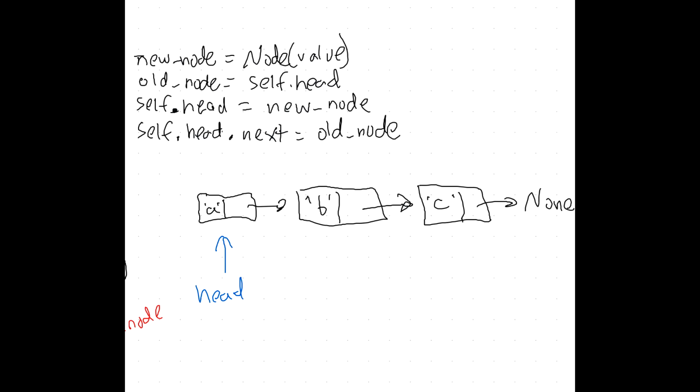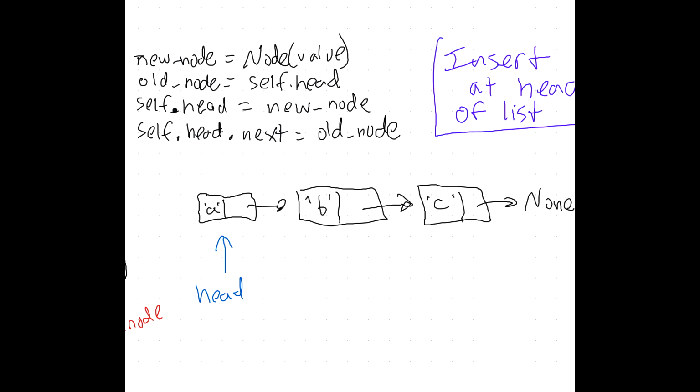And the key thing to remember here is that we insert at the head of the list. This is our strategy for implementing a linked list. We can do it either way. We can insert at the head, or we can insert at the end of the list, at the tail. We want to insert at the head. So I need to do two things here. I need to not lose track of the old head.